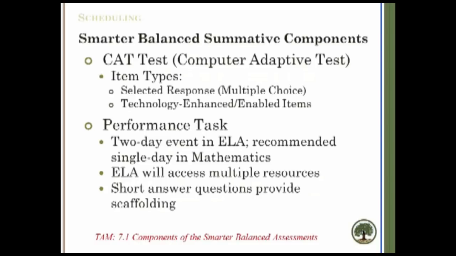The CAT test, or computer adaptive test, includes item types such as selected response, or multiple choice, and technology enhanced items. The performance task is a 2-day event in ELA, and it's recommended that it's done in a single day in mathematics. ELA will access multiple resources. The short answer questions will provide scaffolding. And the CAT test works similarly to our other OAKS tests, which are adaptive. The question difficulty adjusts as the student works through the test, providing either easier or more difficult items based on correct or incorrect student responses on machine-scored items.